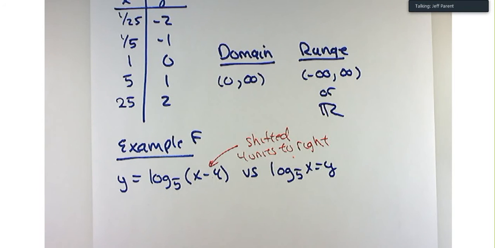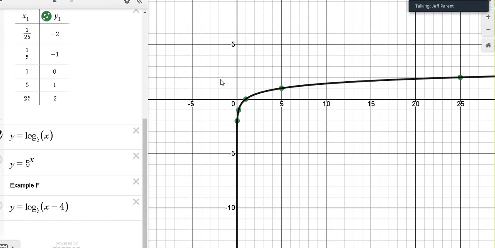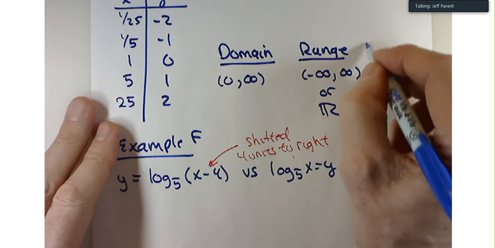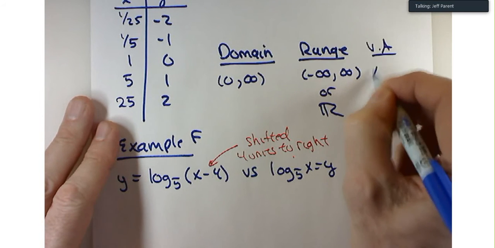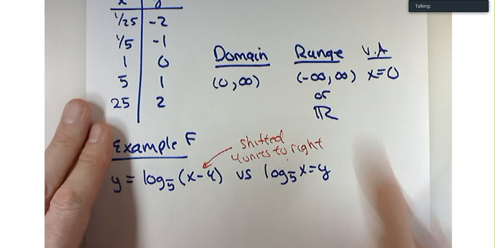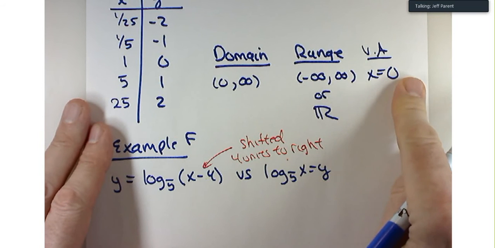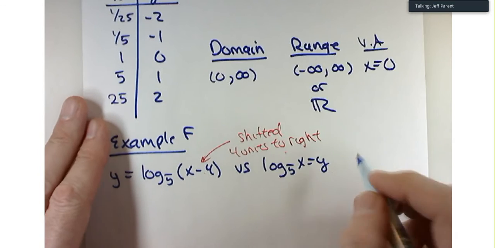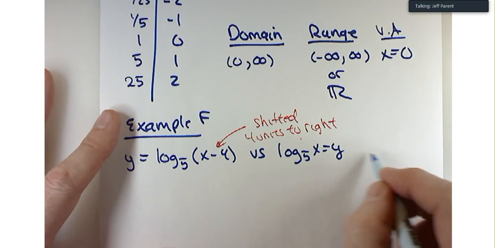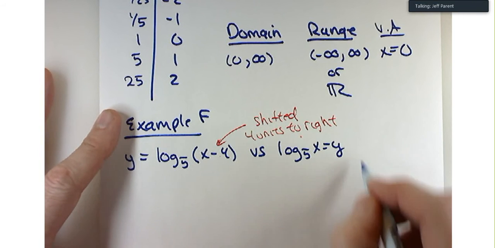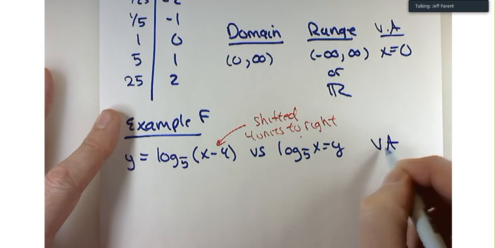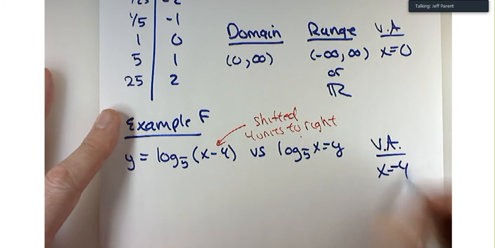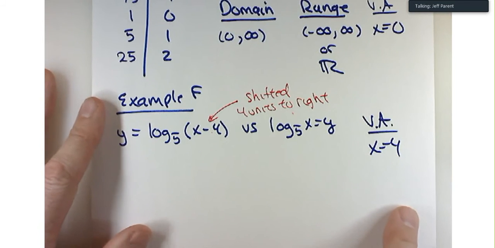Now, our previous example right there had a vertical asymptote at x equals 0. So let's put that in here. Vertical asymptote at x equals 0. That vertical asymptote is going to get shifted in our new graph. So the vertical asymptote for this one is going to be x equals 4. But let's see what else gets shifted.